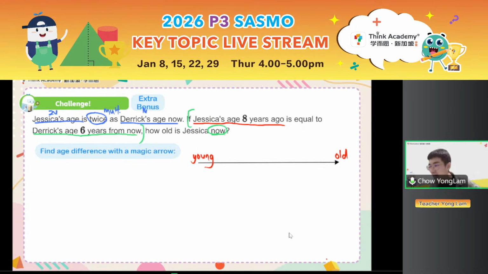Now, can anyone answer me? Is Jessica younger or Derek younger? Who is younger? Read the question. The question already said Jessica's age is twice as Derek.